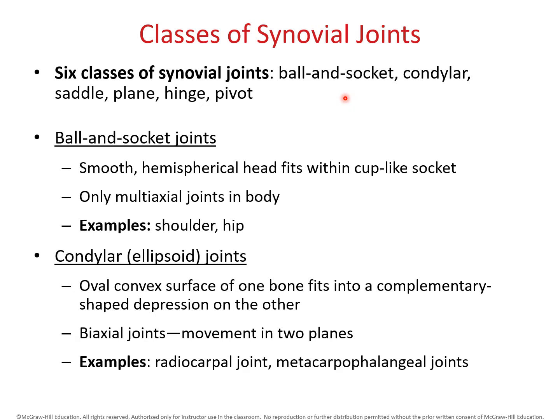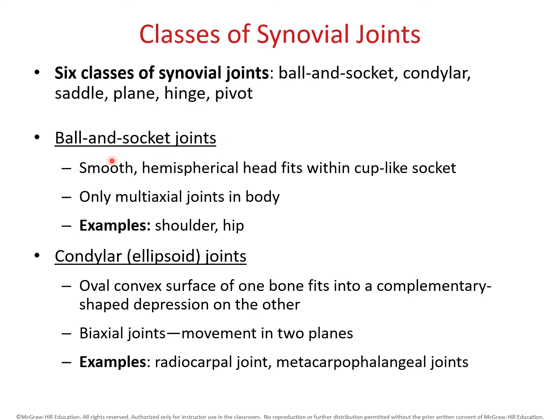We have ball and socket joints, condylar joints, saddle, plane, hinge, and pivot joints. And yes, we do need to know just definition level, like an example of each of these. I'm very sure you'll have a question or two about classifications of these, just basic level.